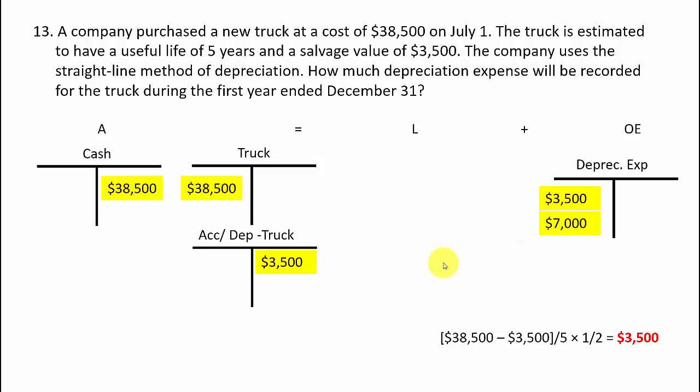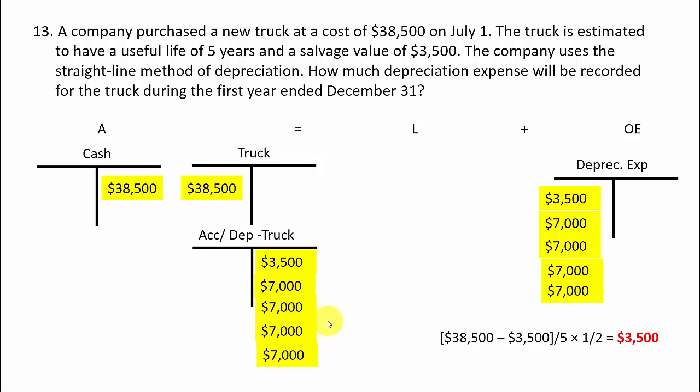So in the second year, the depreciation expense is going to be $7,000, and we'll debit depreciation expense for $7,000 and credit accumulated depreciation for $7,000 because that's a full year. Over here, the calculation was for a half a year. So for one full year, we'll have $7,000. The next full year, we'll have another $7,000. The next full year, another $7,000. And let's see, that's 4 years. Next full year, we'll have $7,000.